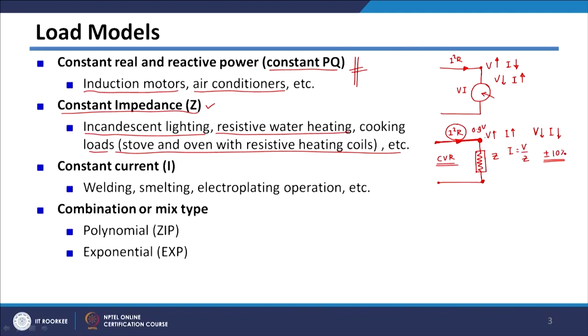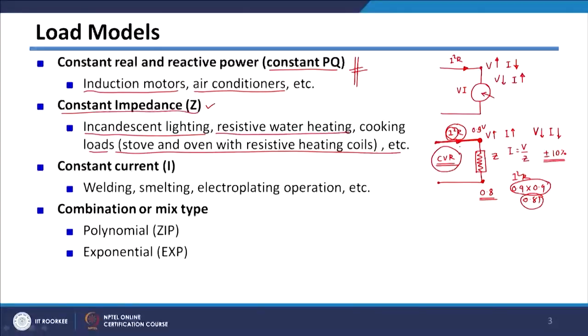0.9, and then your I square R losses in the system will become about 0.8 per unit, because it is I squared R. So, I is 0.9 multiplied by 0.9, so it becomes 0.81. So, your losses will decrease by 20%. If you decrease voltage by 10%, your current also decreases by 10%, and in that case the losses in the system will decrease by around 20%. This philosophy is used in conservation voltage reduction, where the majority of the load in your distribution system is constant impedance load.